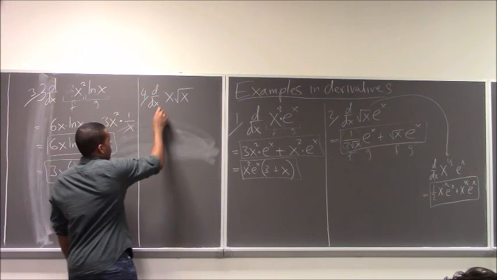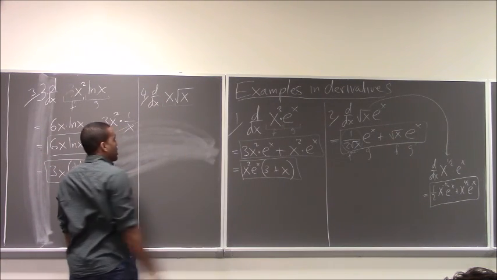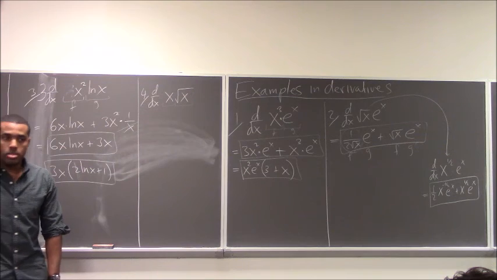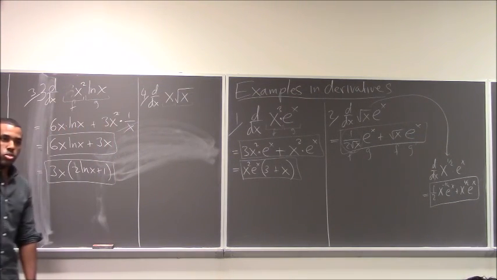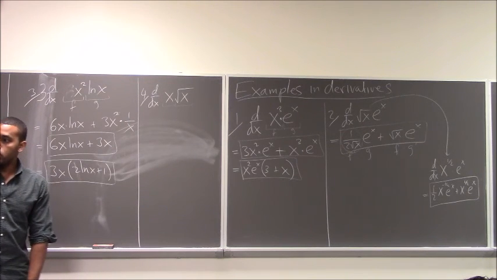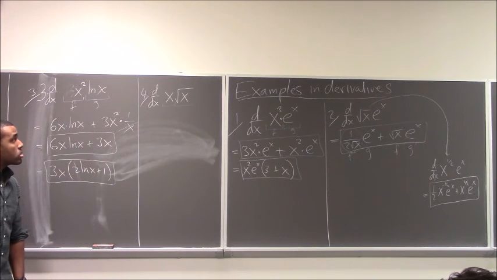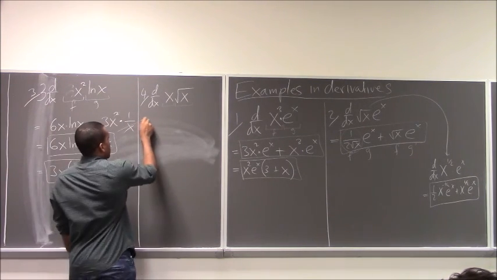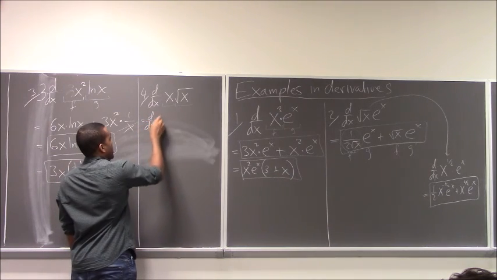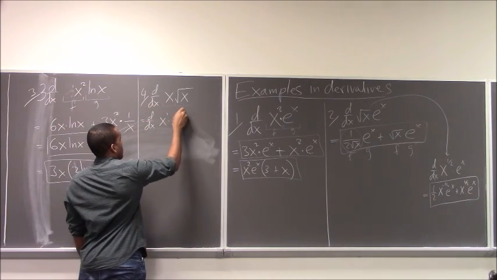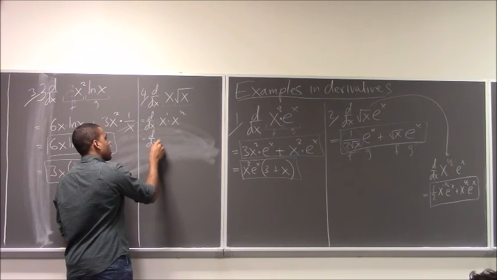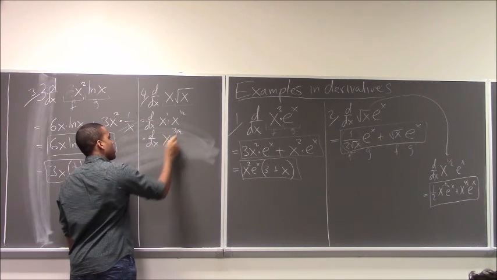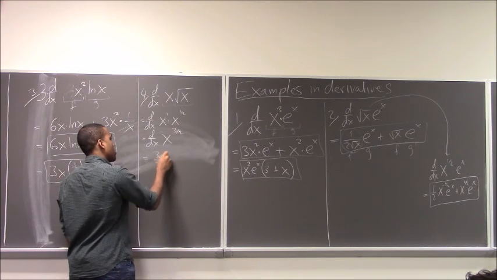You could use the same rule. There's actually an easier way though. Could you do this without the product rule? Yeah. You can make it an x and a 1/2 and then multiply them. Okay, so you can think of this as x to the 1 times x to the 1/2, which is x to the 3/2, and then you apply the power.